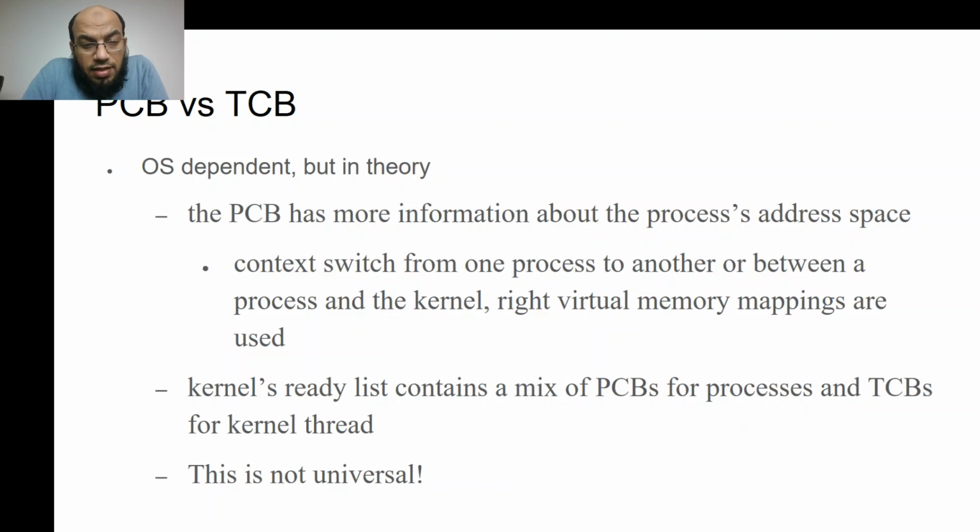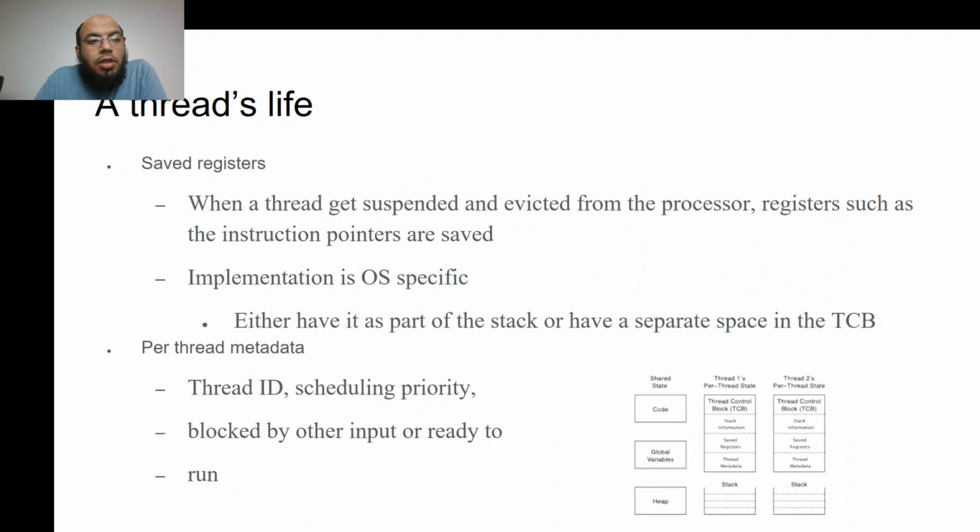The kernel's list of what is ready to run now contains a mix of PCBs for processes and TCBs for kernel threads. This is another thing I just told you about: scheduling became much more complicated, because you don't just schedule a process, you also schedule a thread. And you might schedule a process that decides to schedule its own threads. So scheduling is becoming much harder now.